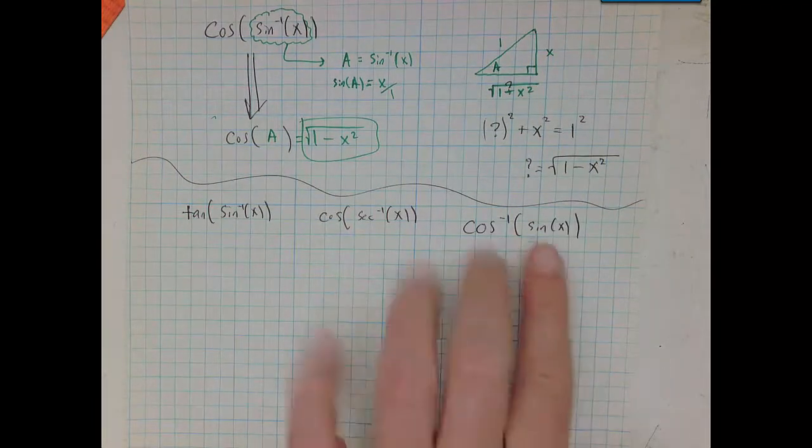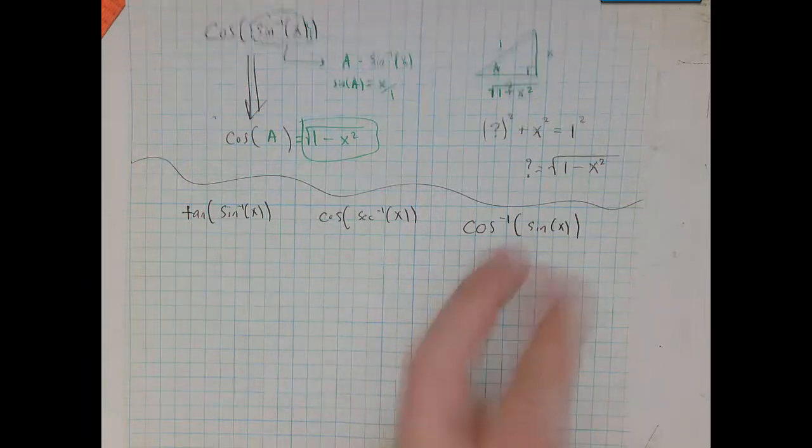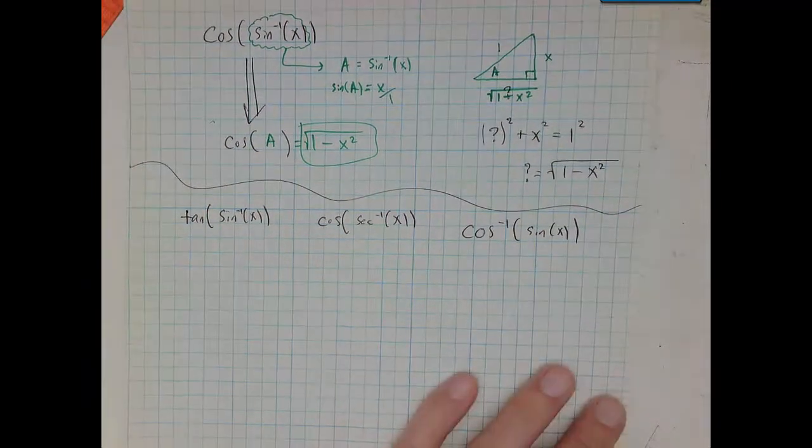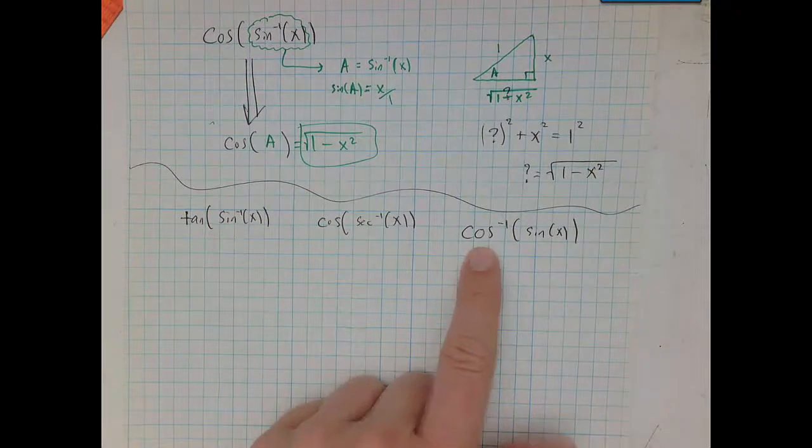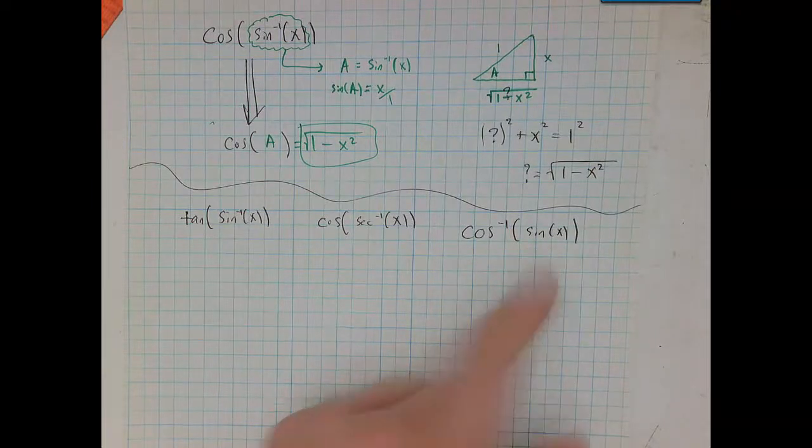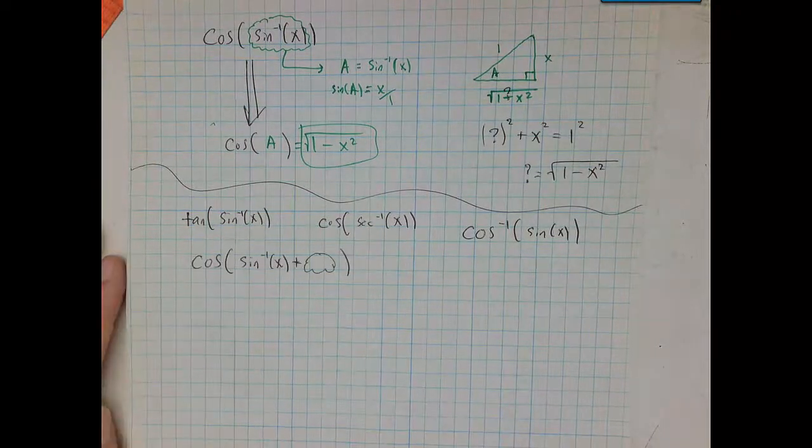What if the ordering of the regular trig function and the inverse were swapped? So what if I'm doing inverse on the outside and a regular trig function on the inside? It's one to think about.